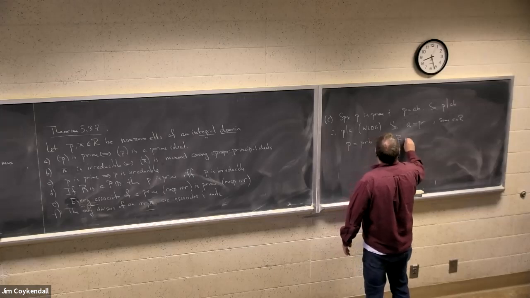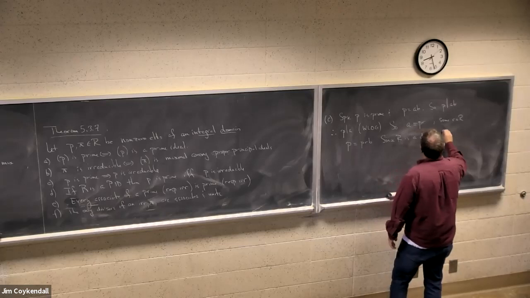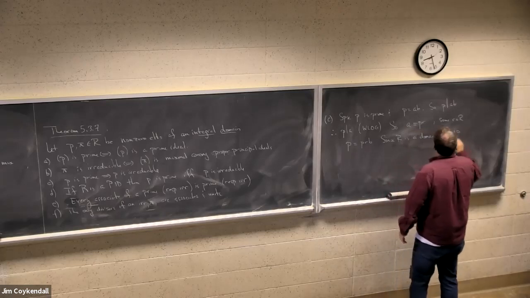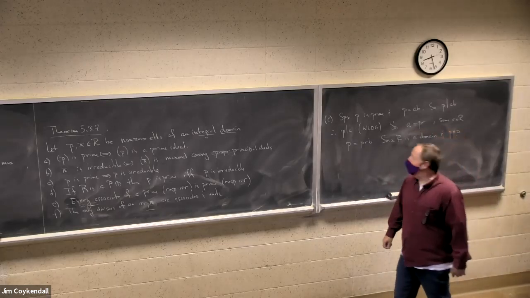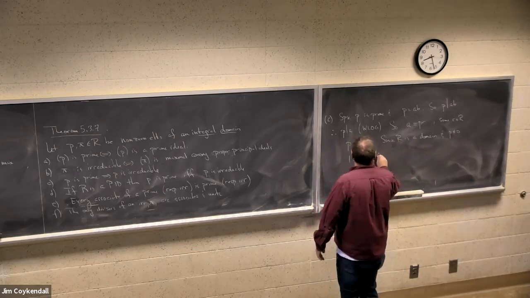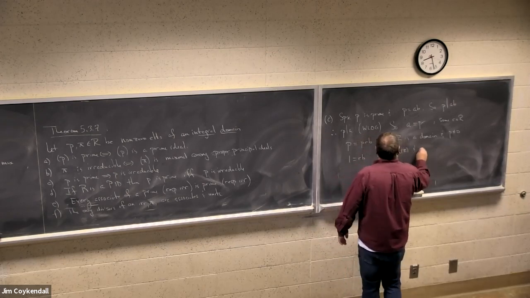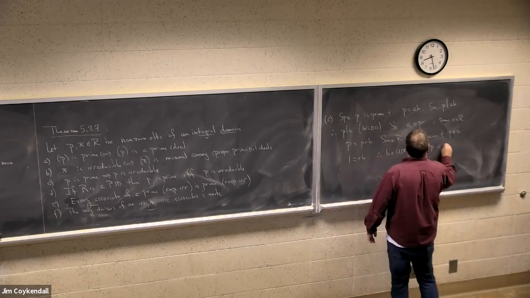Since R was a domain, P is not zero. That's important. Then I get 1 is RB. Therefore, P is a unit of R. And so P is irreducible.